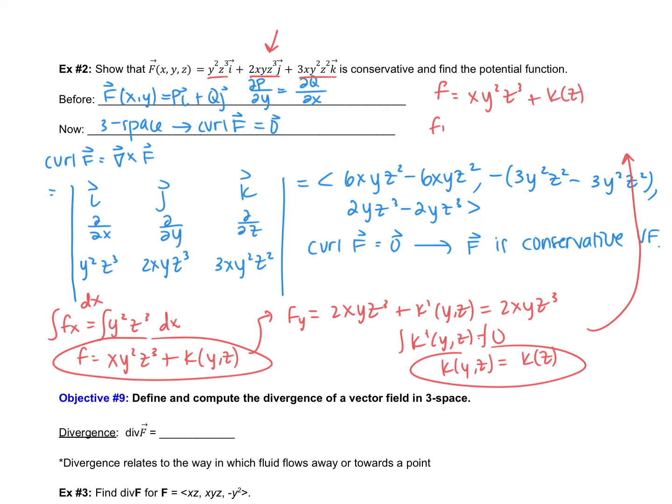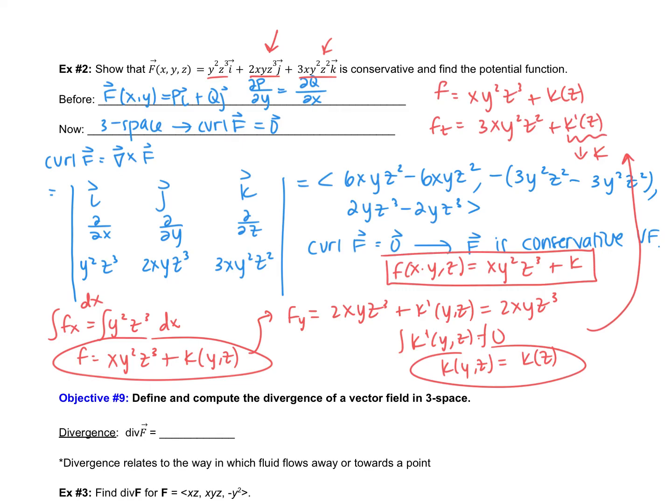So lastly, I'm going to take the derivative with respect to z, which is 3x y squared z squared, add k prime of z. We can see again that we get k prime of z to be 0, so hopefully you can see that this really is just going to end up being a constant. So where this finally leads us to is that our potential function is x y squared z cubed, and then there could be some constant.